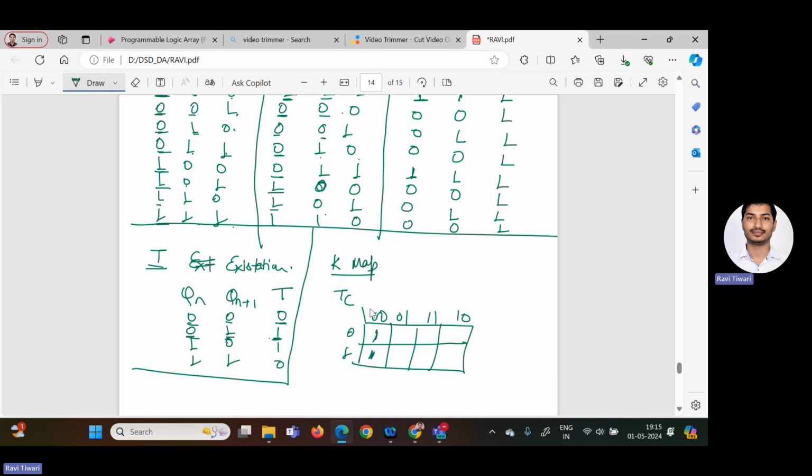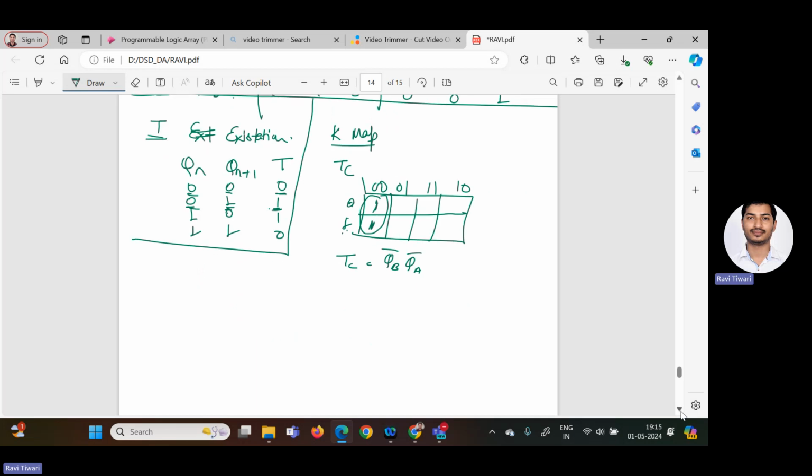Now here in the K-map, you know that we have to make the combination. So here we can make a pair like this. As this is cancelling with 0, 1, the value of TC will be given by QB bar QA bar. Right? Now we have to find out the expression for TB.